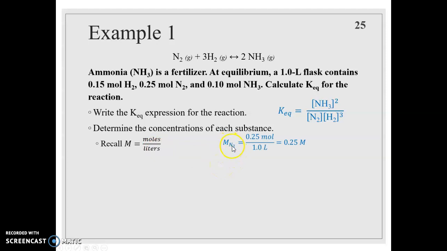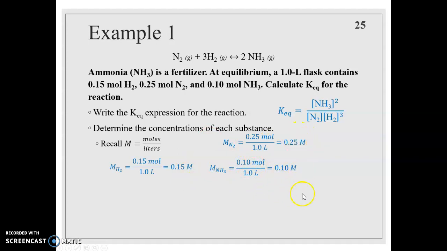So for example, the molarity of the nitrogen would be the moles of the nitrogen, which is 0.25, divided by the volume of the flask, which is 1 liter. So conveniently, that's just 0.25 molar. Repeat that for hydrogen and ammonia. Remember, they're all in the same container together, so all 3 volumes are 1 liter. All right, so you've got those.